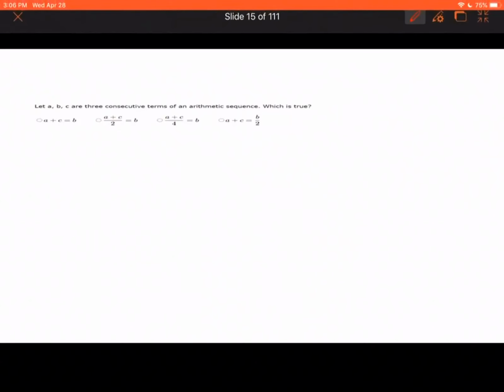Let A, B, C be three consecutive terms of an arithmetic sequence. Which one of the following options is true? So that means we understand that there are three terms in the sequence A, B and C. So n is equal to 3. And the first term A1 is A. And what is D? D is B minus A, or C minus B also you can take. So for this I am taking B minus A.